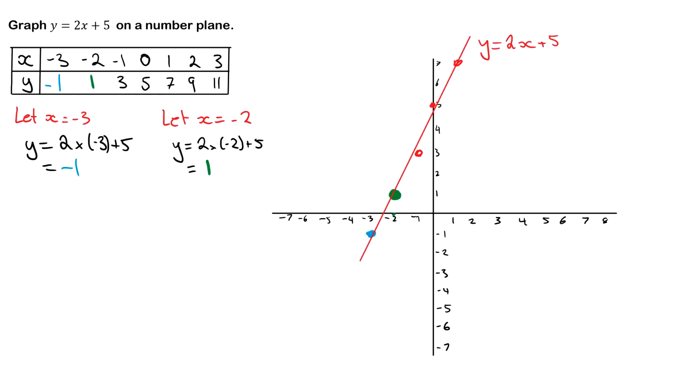When you're using a table of values, you pick which x values to use, and you can pick anything. -3 to 3 or -2 to 2 is usually a safe bet. It gives quite a good range. Then remember, you substitute the x values you pick into the equation, use a calculator, and you get your y value. That tells you the points to put onto your grid, and then you draw a line through them to graph it.